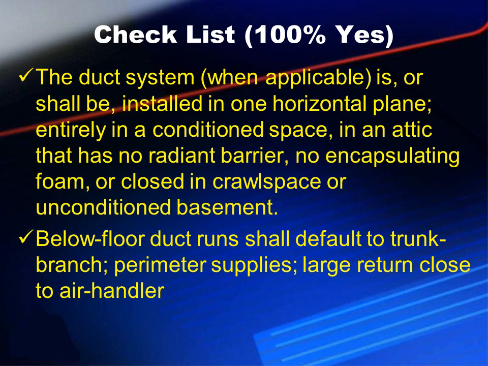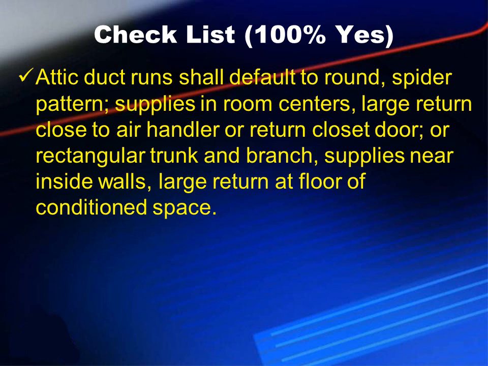The duct system is or shall be installed in one horizontal plane, entirely in a conditioned space, in an attic that has no radiant barrier, no encapsulating foam, or closed-in crawl space, or unconditioned basement. Below-floor duct runs shall default to trunk branch perimeter supplies, large return close to the air handler. Attic duct runs shall default to round, spider pattern supplies in room centers, large return close to air handler or return closet door, or rectangular trunk and branch supplies near inside walls, large return at floor of conditioned space.